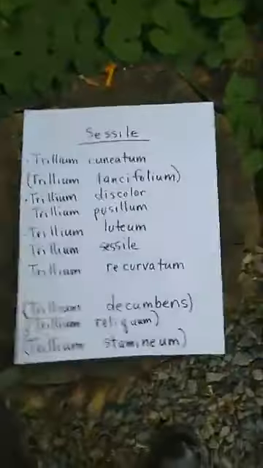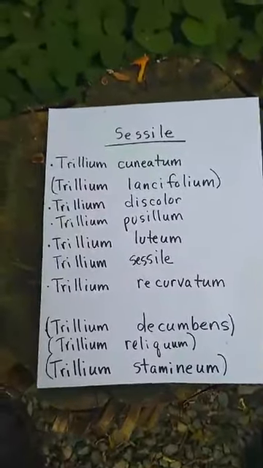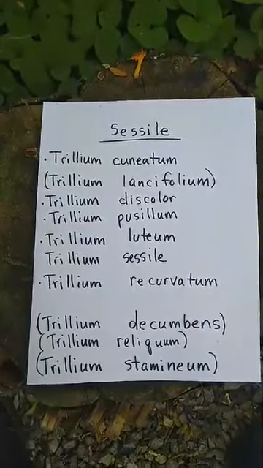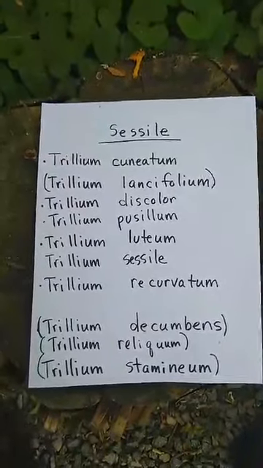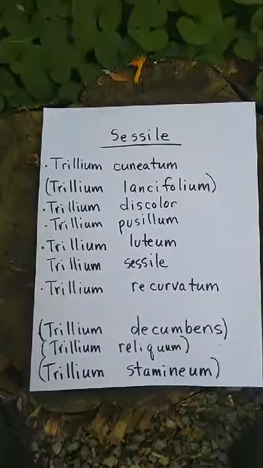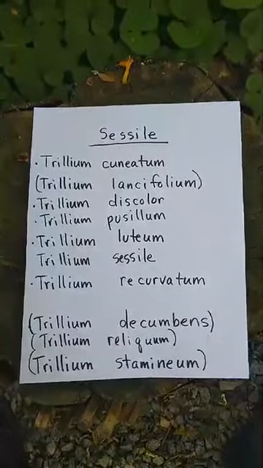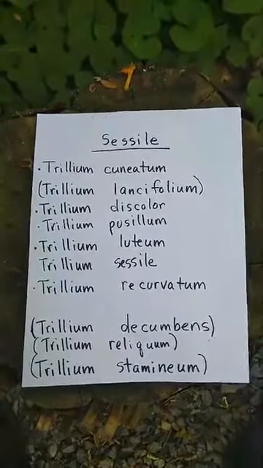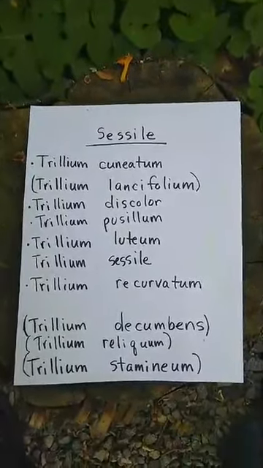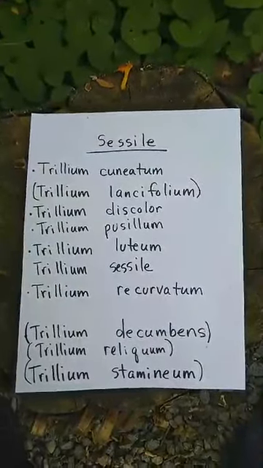Within the sessile group, we have several species. The ones with a dot or a bullet, those are native to North Carolina, and the ones in parentheses are native to the southeast outside of North Carolina. And there are pictures of many of these in a folder within this Facebook feed for you to look at, and they're identified for you. So all of these have flowers that are borne directly on the leaves.